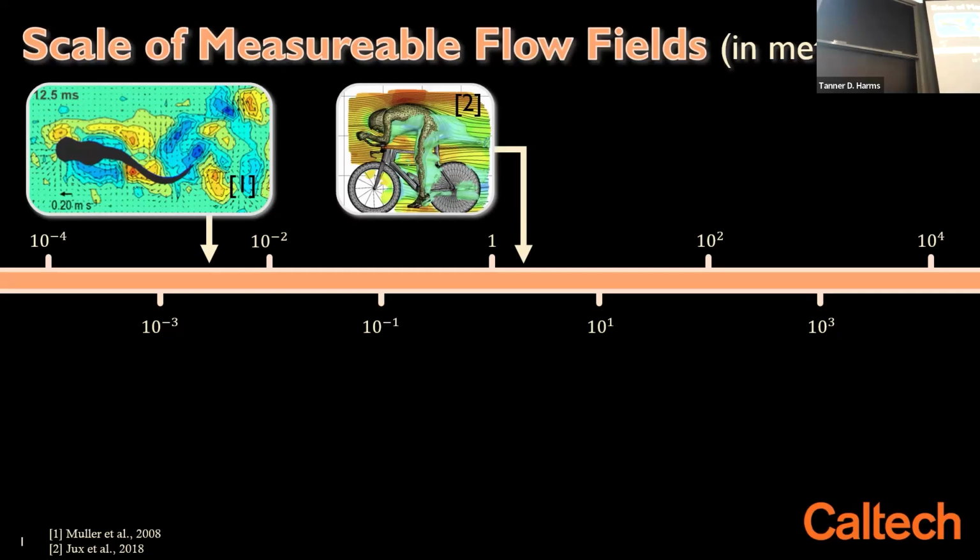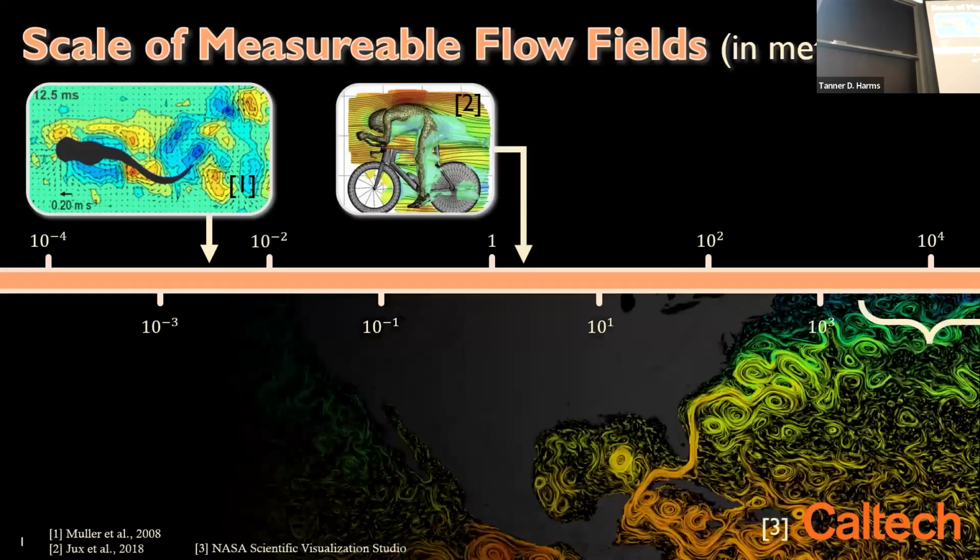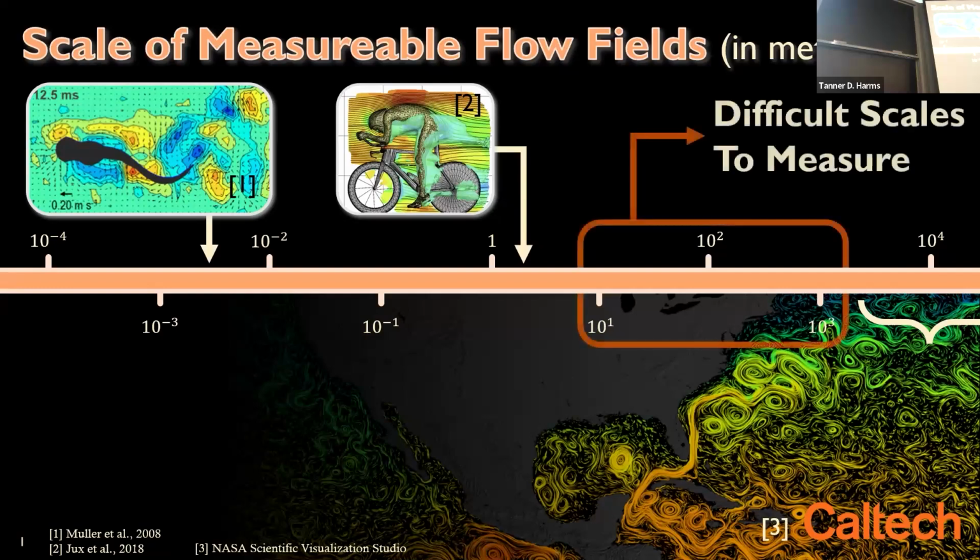If I use very different technologies from the field of physical oceanography, I can get flow scales in the ocean. This is from NASA Scientific Visualization Studio. These are ocean eddies and currents colored by the temperature, and they do this through a technique called satellite altimetry. Now, this leaves a region right here where it's difficult to measure flow fields to get a good resolution of different structures within them.